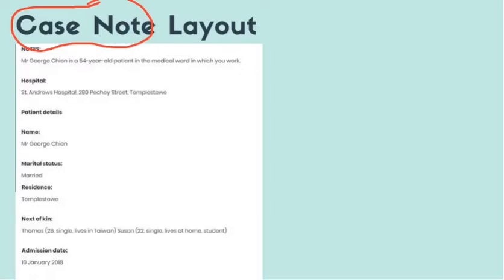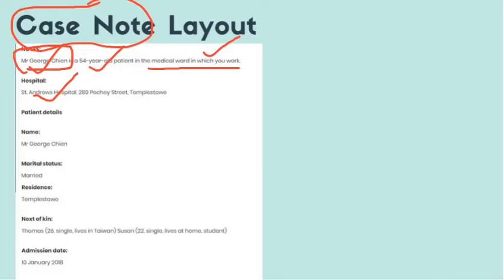So first they will be giving a note on who the patient is. The patient's name, George Chien, is a 54-year-old patient in the medical ward in which you work. So we know that we're working in a medical ward. We know the age of the patient and his name, and in which hospital.